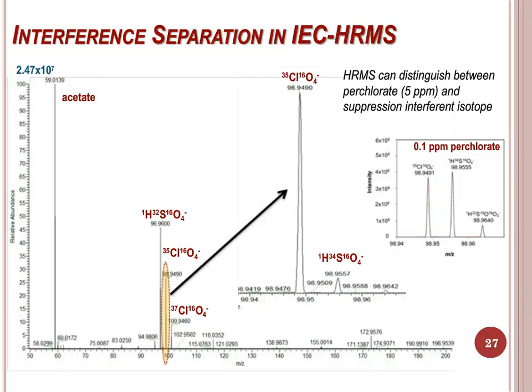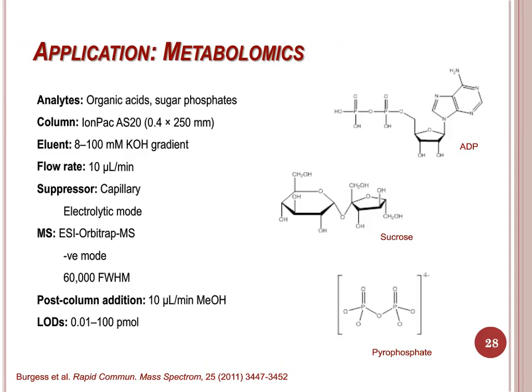Recent work coupling IC to HRMS was demonstrated by Burgess et al. in the field of metabolomics using capillary scale 0.4 millimeter ID columns and suppressors, resulting in femtomole to picomole sensitivity for biomolecules. A supplementary makeup flow of organic solvent was used to aid eluent volatilization. 34 organic acids and sugar di- and triphosphates ranging between 80 to 500 mass to charge were analysed with a resolution setting of 50,000 full width at half maximum. Positive identification was on the basis of retention time and a mass accuracy within 3 ppm.